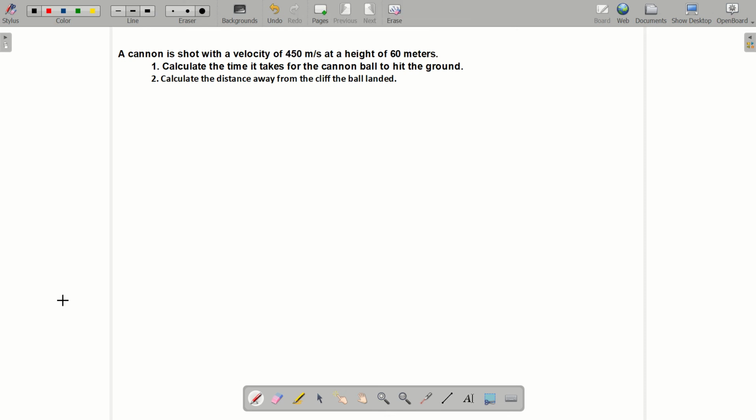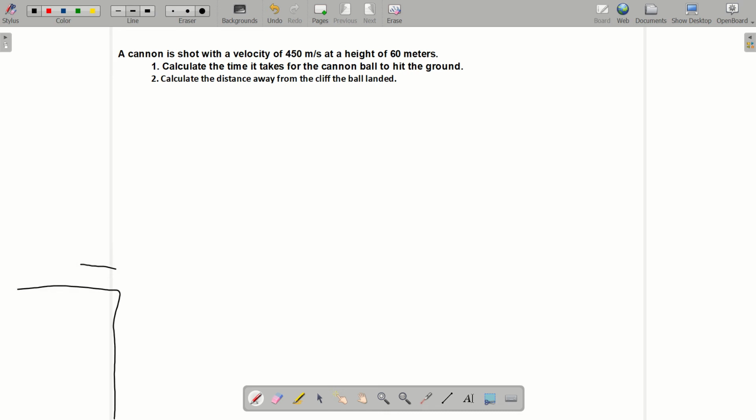A cannon is shot with a velocity of 450 meters per second at a height of 60 meters. Calculate the time it takes for the cannonball to hit the ground and calculate the distance away from the cliff the ball landed. So to get started, let's draw a picture.